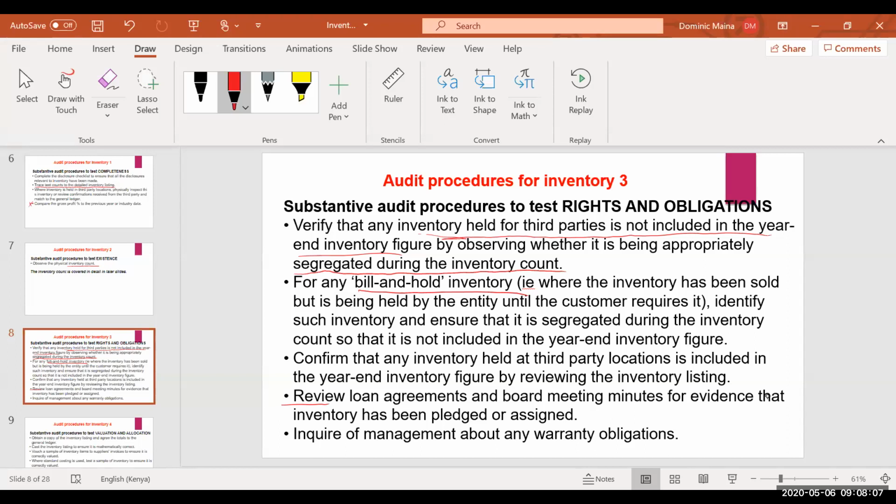Can that occur, where the client uses inventory as a security against a loan? Just to confirm, Samuel. It can occur. Now, if the client uses inventory as a security, what do you call that charge?